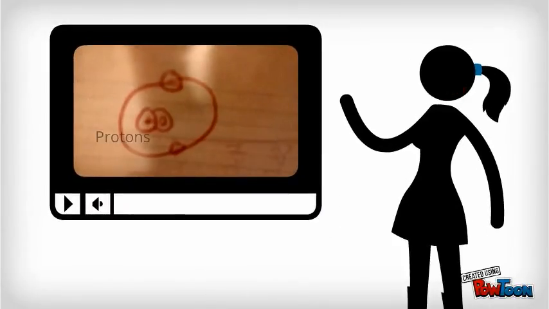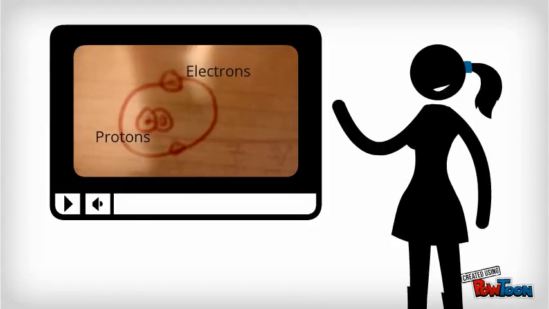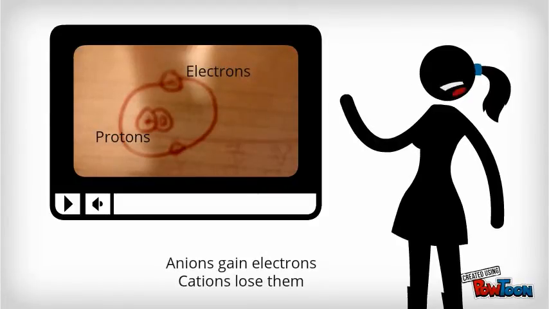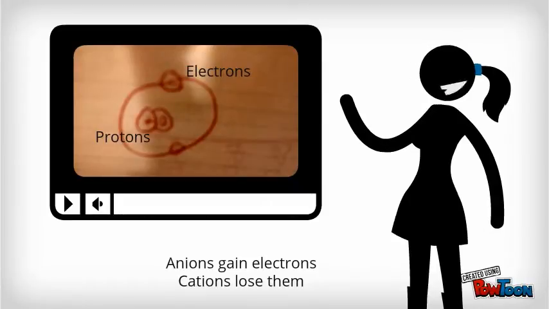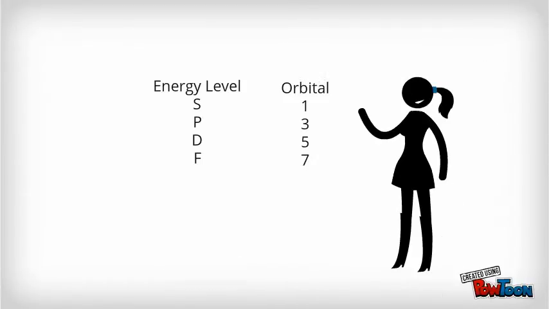Another way atoms of the same element can differ is in the number of electrons they have. In their natural state, atoms are electrically neutral and have the same number of protons and electrons. When an atom gains or loses an electron, it becomes ionized because the ratio of protons and electrons is no longer 1 to 1, and therefore has an electrical charge.